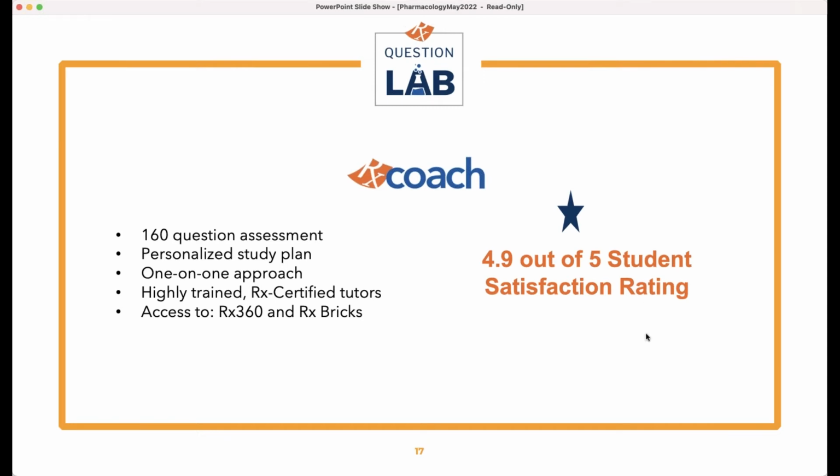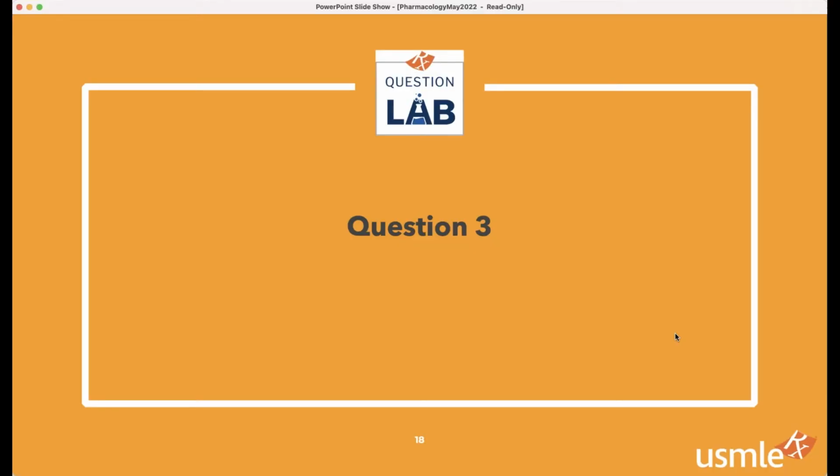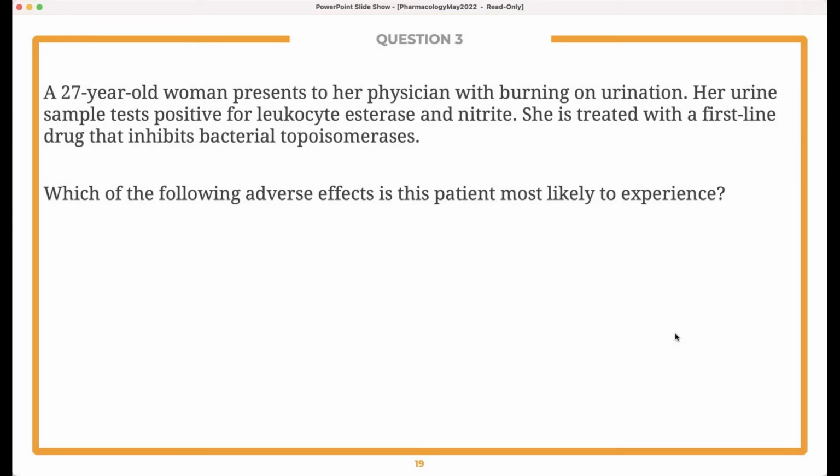Okay, so let's go ahead and move on to the next question of the evening. Question number 3. So everyone stretch out a little bit and get ready as we start with the lead-in. Which of the following adverse effects is this patient most likely to experience? I'm going to quickly break down that question and figure out what it is that you're looking for as we read the lead-in or the vignette.